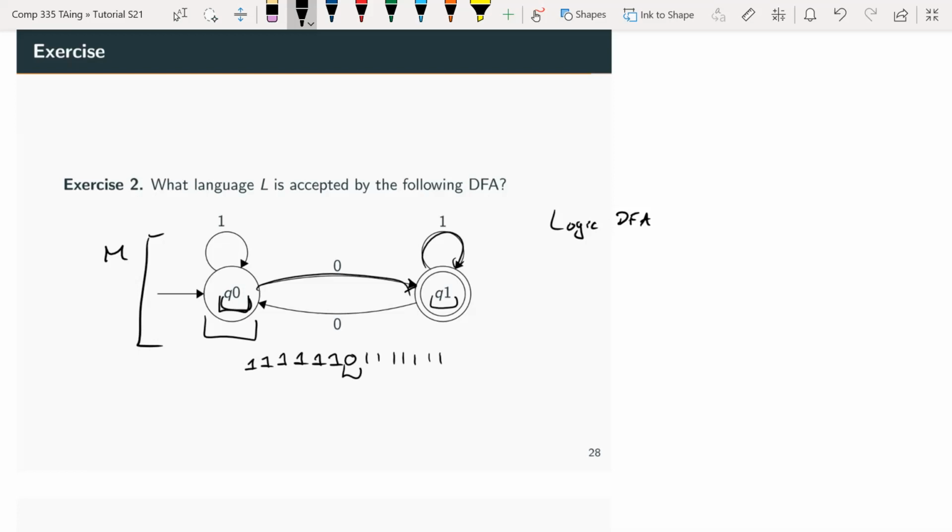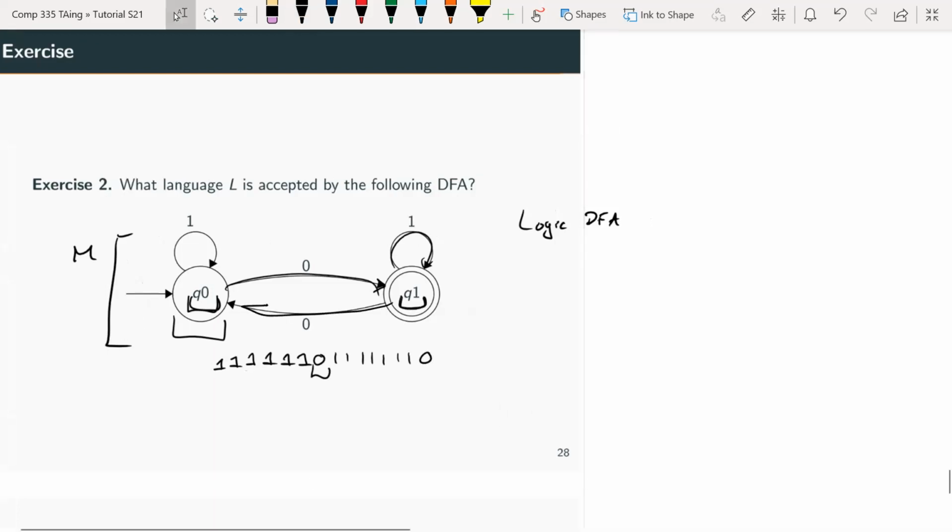So what happens if you have another 0? If you have another 0 and you're in Q1, you actually go back to Q0. At that point, you're no longer accepting. So now you're back at Q0. Then what if you read another 0? If you read another 0, you're going to go back to Q1. So you're back to Q1 and back to accepting.